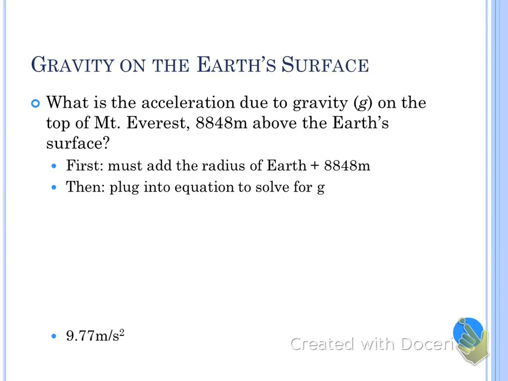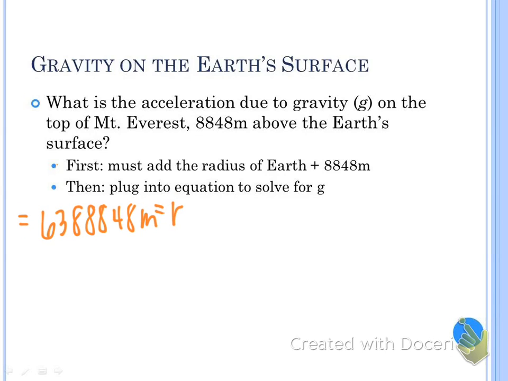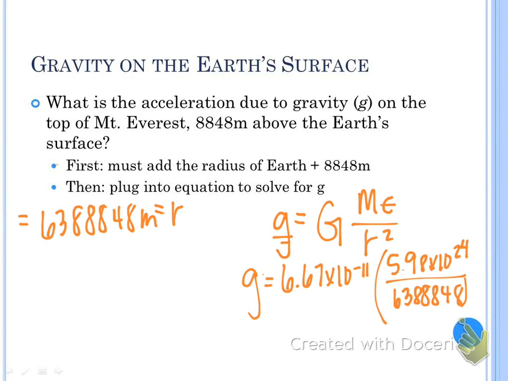Next we're going to plug into our equation to solve for little g, or the acceleration due to gravity. We know that our radius we just found is equal to that value. We're going to solve using the equation g equals big G times mass of the Earth over r squared. So we're solving for acceleration due to gravity. We know big G is equal to 6.67 times 10 to the negative 11th. We know mass of the Earth is 5.98 times 10 to the 24th over r squared, so 6.388848, and we want to square that whole term.